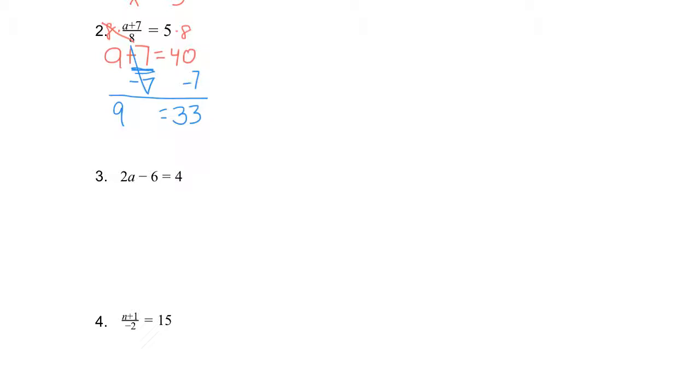You can plug that back in and check your answer if you'd like, but I'm going to go ahead and say that we're right. I'll show you what it would look like if you were to want to plug it back in, though. 33 plus 7 divided by 8, that is 40 over 8, which is 5, which is what we got. Fantastic. I want you to try number 3 on your own. Pause the video, give it a test run.